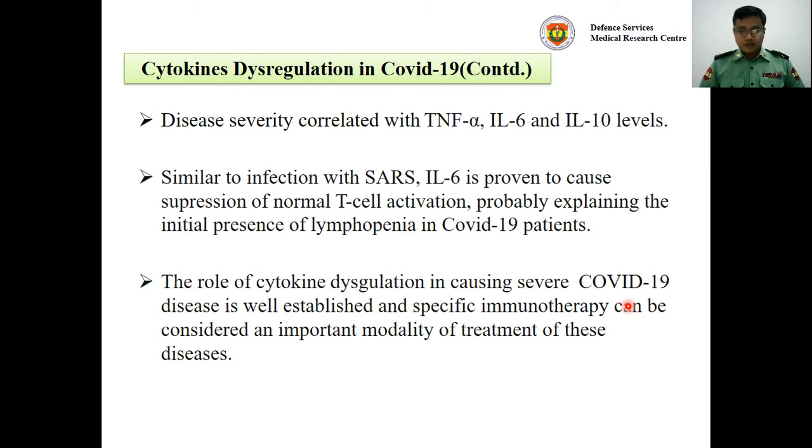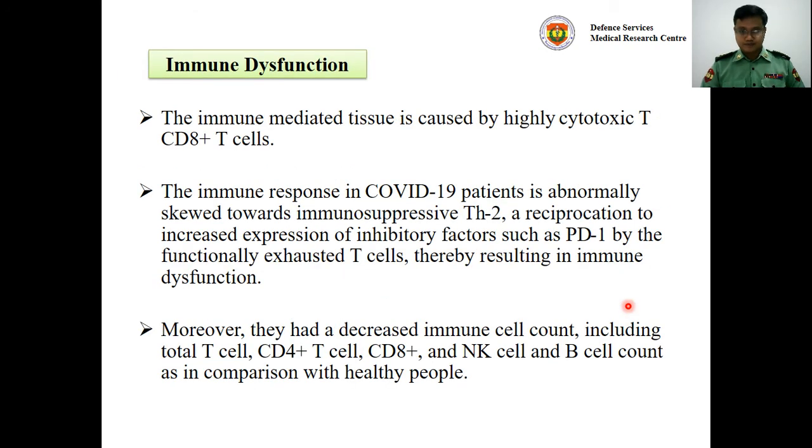Cytokine dysregulation. Disease severity correlated with tumor necrosis factor alpha, interleukin 6, and interleukin 10 levels. Similar to infection with SARS, interleukin 6 is proven to cause suppression of normal T cell division, probably explaining the initial presence of lymphopenia in COVID-19 patients. The role of cytokine dysregulation in causing severe COVID-19 disease is well established, and specific immunotherapy can be considered an important modality of treatment of this disease.